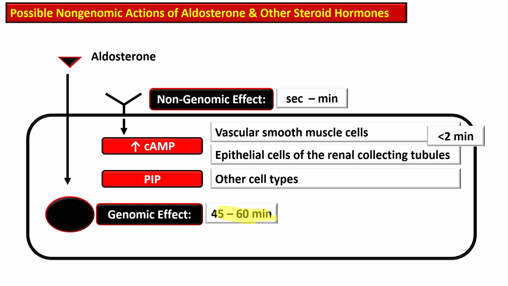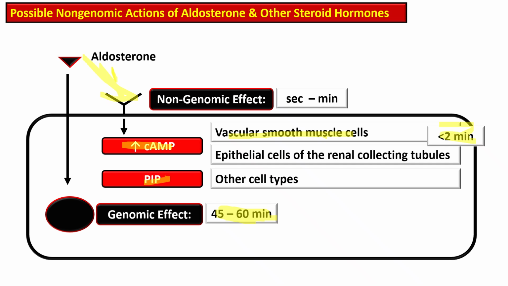Aldosterone binds to a receptor located on the cell membrane. These receptors are not well defined as yet, and these receptors are coupled to second messenger systems similar to peptide hormone signaling. An example of second messenger activation is cyclic AMP, cyclic adenosine monophosphate, increased in vascular smooth muscle cells and renal collecting tubule epithelial cells, and the action of this hormone occurs in less than 2 minutes.